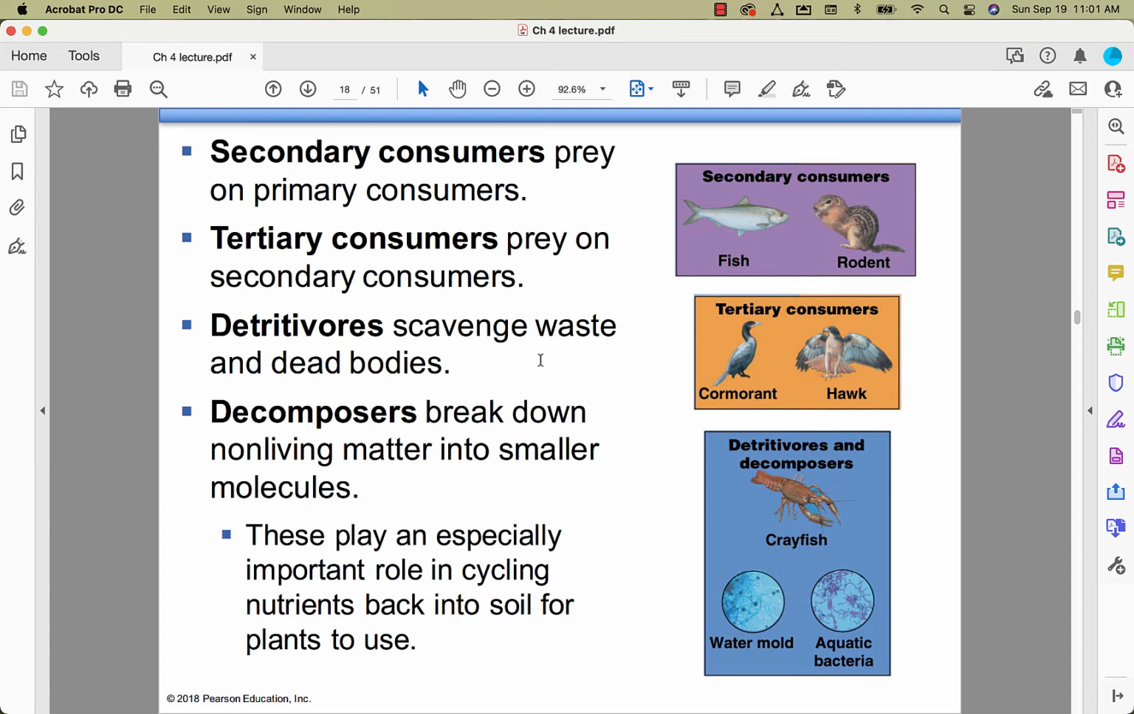Regardless of where you are in terms of trophic level, detritivores, such as water molds, aquatic bacteria and crayfish, and decomposers are really responsible for taking the waste and helping it cycle back into nutrients. And we're going to talk about nutrient cycling in chapter 5. So detritivores are going to scavenge waste and dead bodies. So these are fungi, these are vultures. In the aquatic world, they give crayfish the credit for that. Your decomposers are typically bacterial and some fungi too. So I already spoke about the important role that they play.